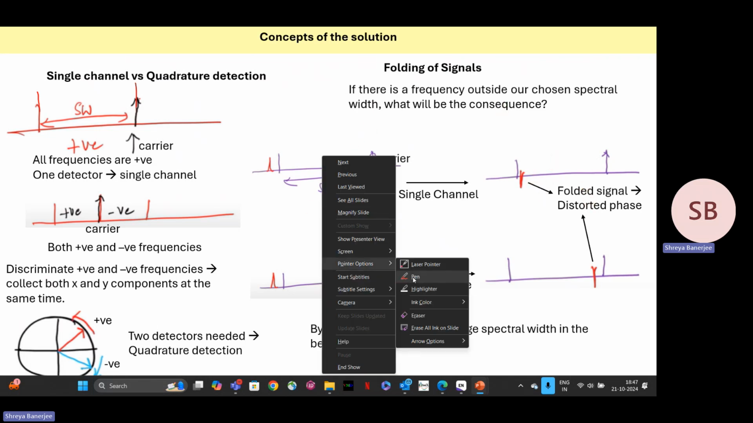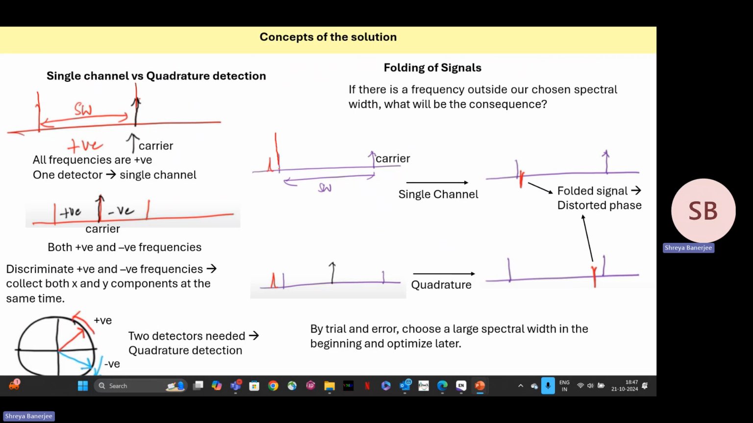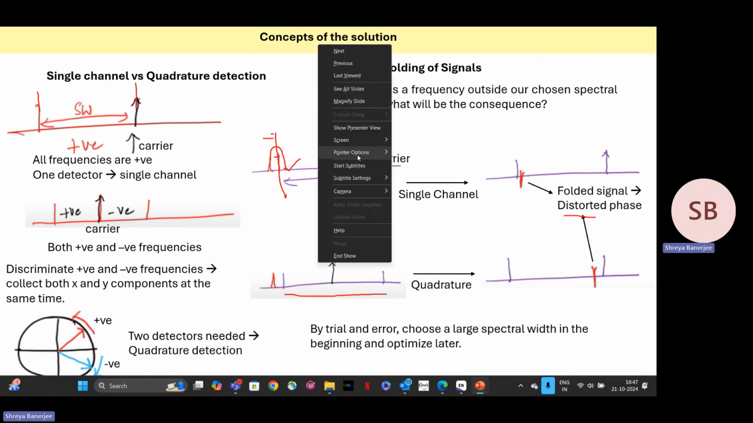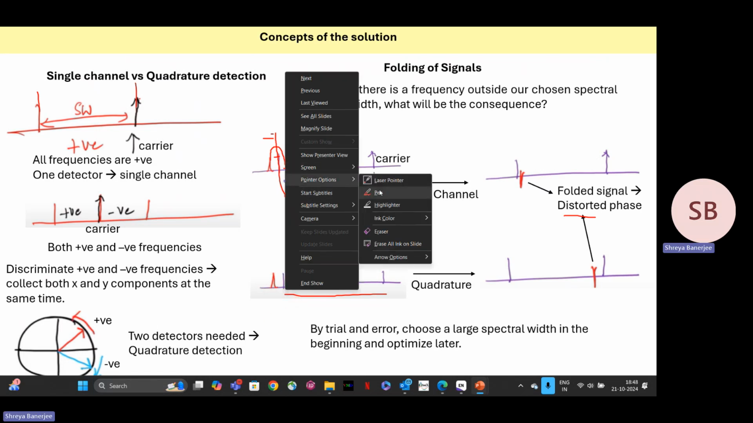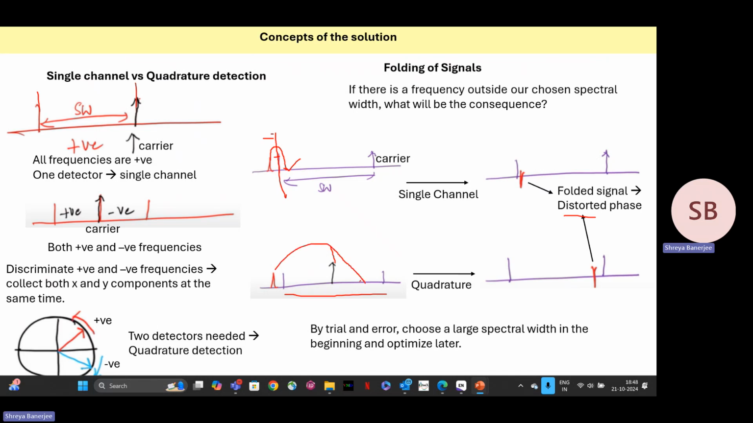You can imagine this as a paper that is getting folded from here. This signal will come here, but it will have an opposite phase. This is called a distorted phase or a folded signal. Similarly, for quadrature detection, you have a spectral width of this much, with the carrier at the middle of this spectral width, and also a frequency lying outside your spectral width. If you do the quadrature detection, again this will be folded inside your spectral width, but it will have an opposite phase. You can see the phase is again distorted.